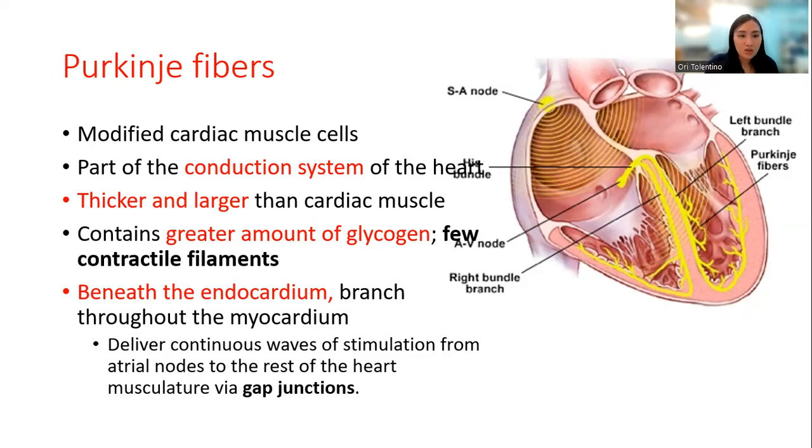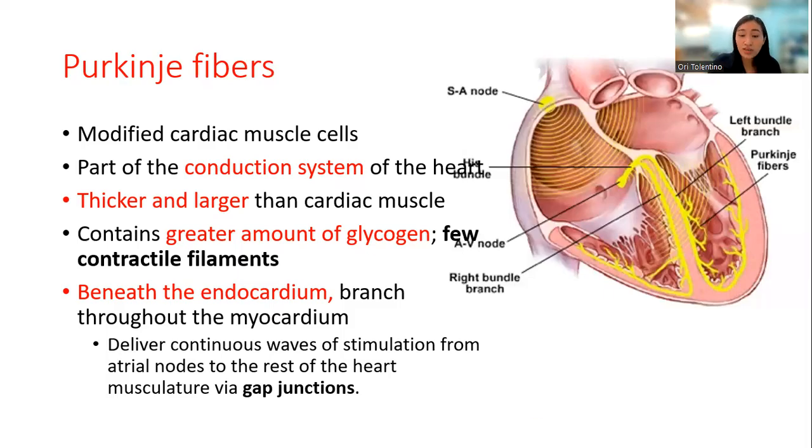They branch throughout the myocardium and function to deliver continuous waves of stimulation from the atrial nodes to the rest of the heart through gap junctions. So they have many gap junctions between them. These gap junctions function as canals that allow the electrical impulse to travel fast from one muscle cell to another. The stimulation of these Purkinje fibers produces ventricular contractions and the ejection of blood from your ventricular chambers. So that is how the heart pumps.